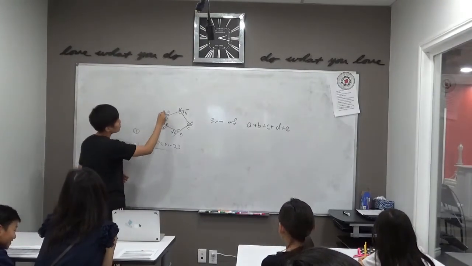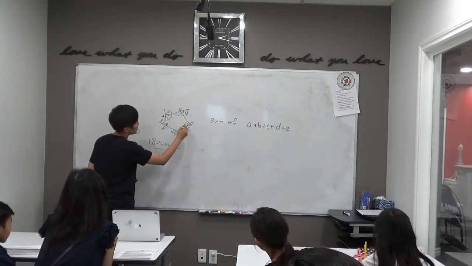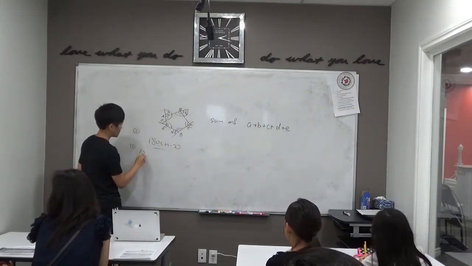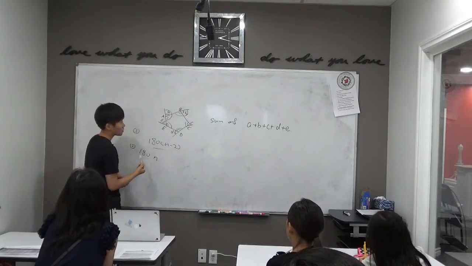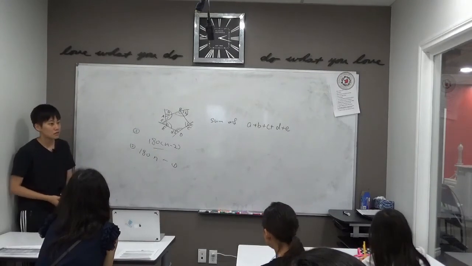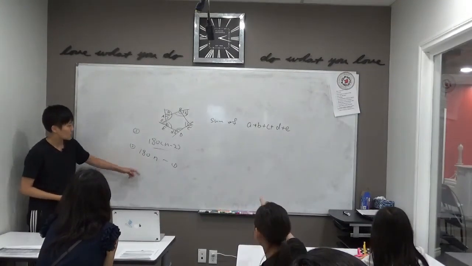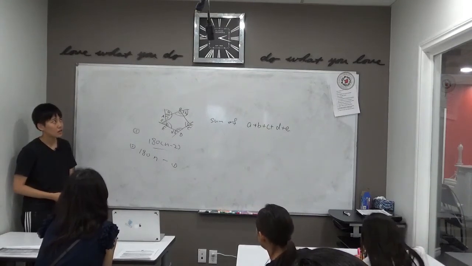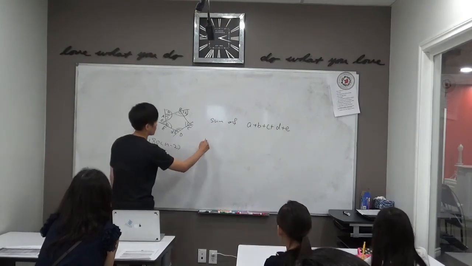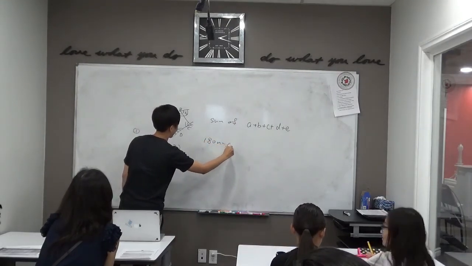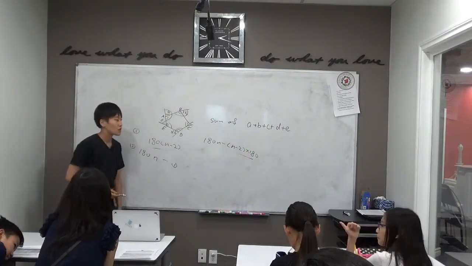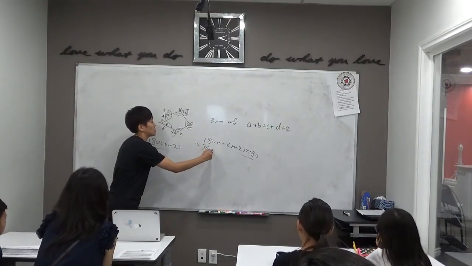So what is the sum? It's 180 times n. Subtract what we get from the 180 first step, and then you open up the bracket. 180n minus 180n minus 360, which equals 360, right? So you use a formula, and then it will be 360, right?